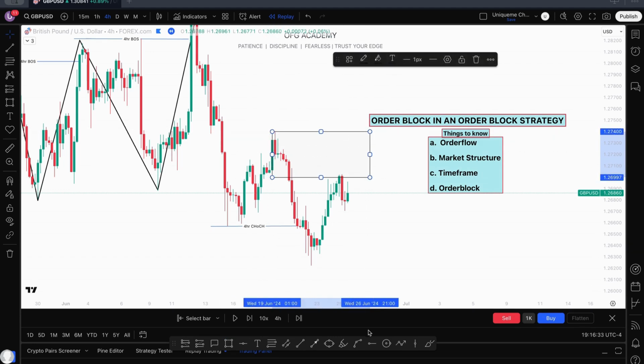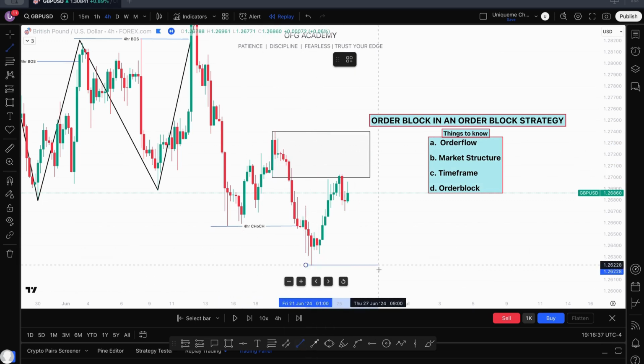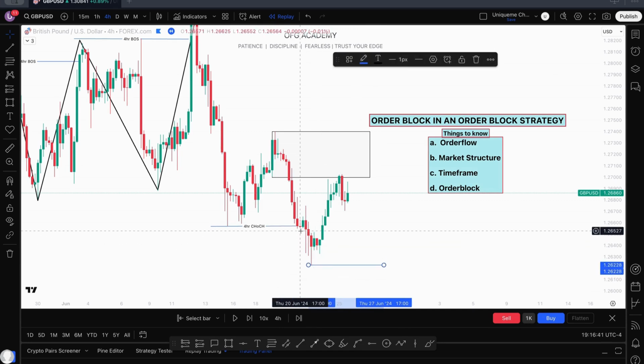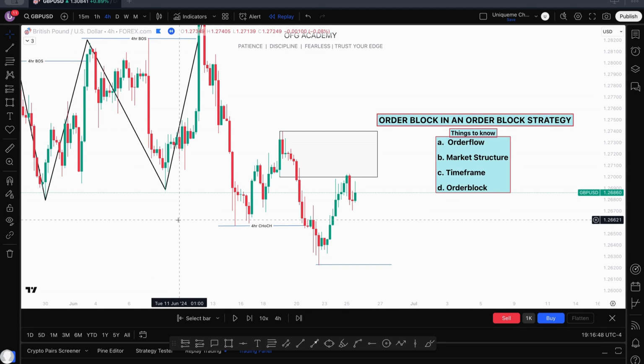So indirectly, we are already inside an order block, and I expect the market to come and clear out the external range liquidity, which is around this area here, because the market moves in liquidity. Internal range liquidity, price targets external range liquidity. Price targets internal range liquidity. Next liquidity is external range liquidity.